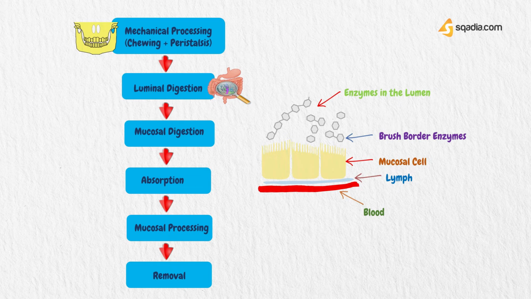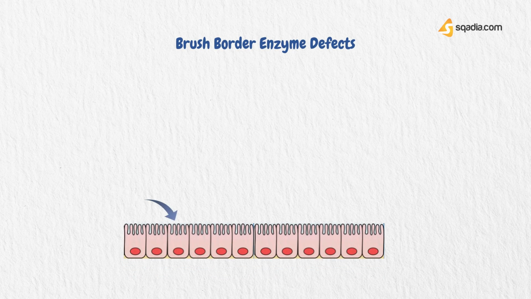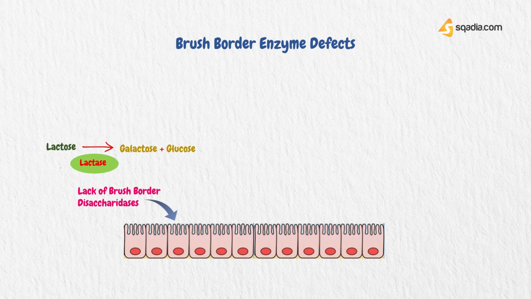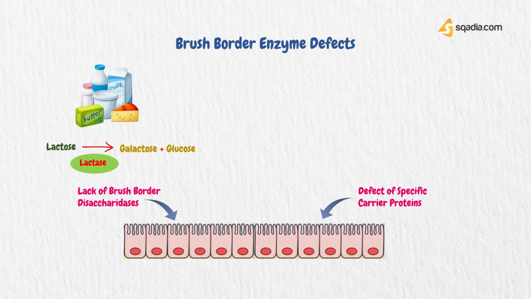After luminal digestion, let us see mucosal digestion abnormalities. Some people lack brush-bordered disaccharidases, and one of them is lactase, which splits lactose into glucose and galactose. What do you think it can lead to? Yes, such patients develop intolerance to milk and other lactose-containing foods.